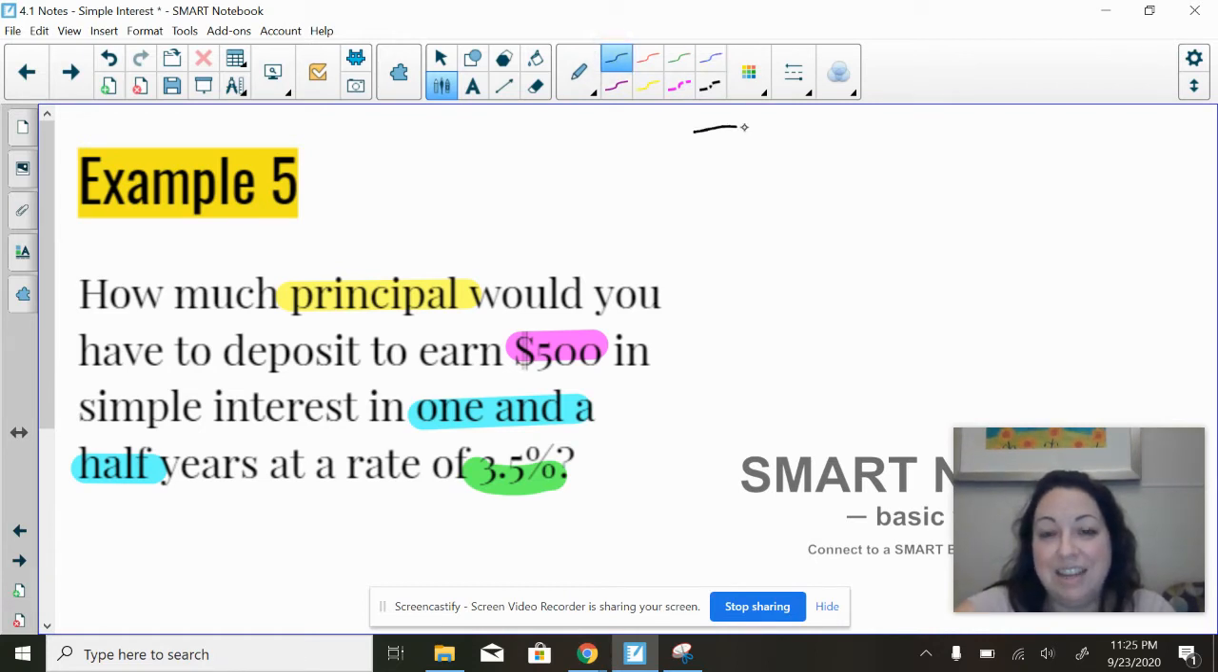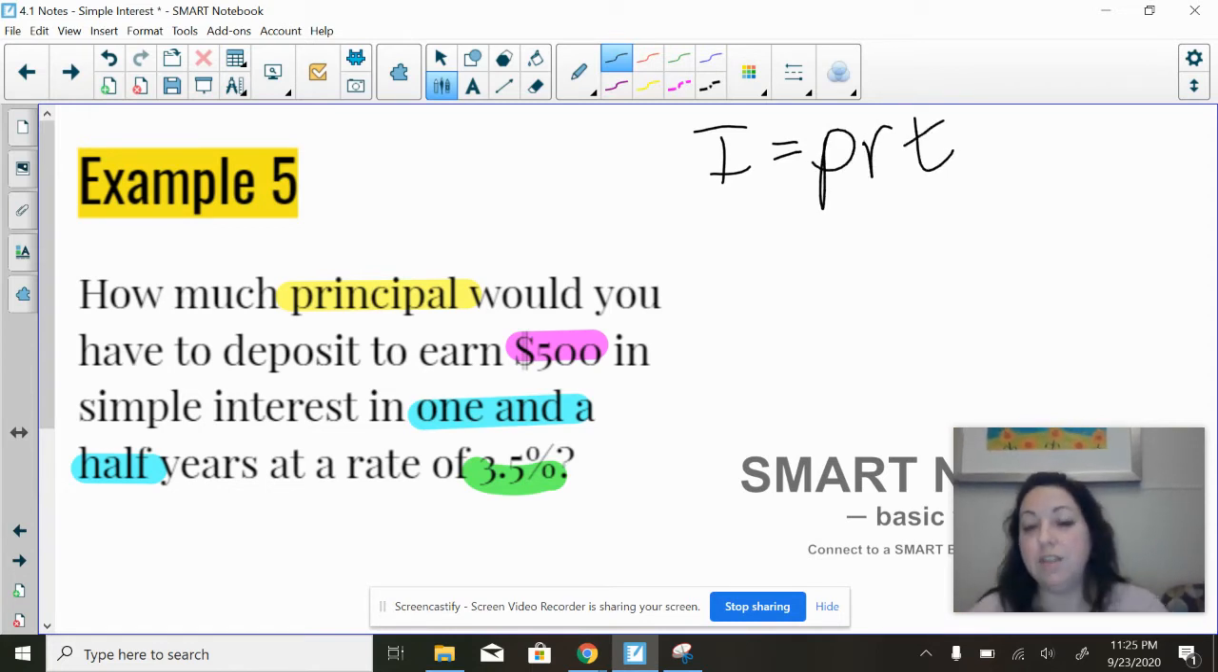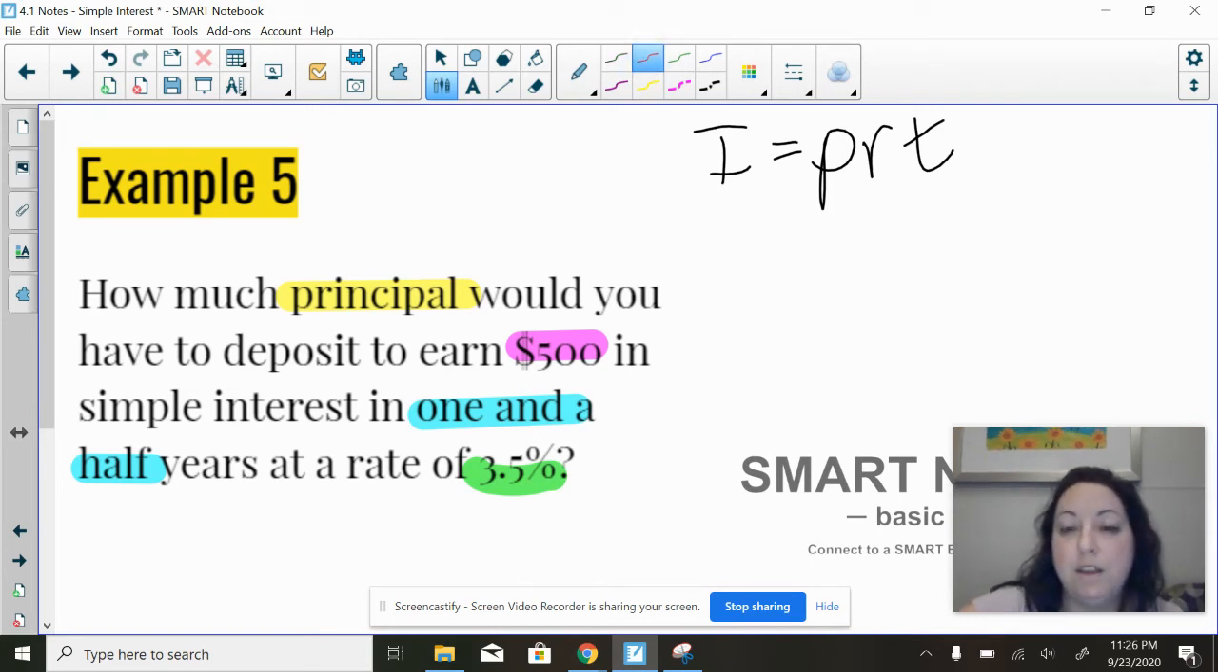Okay. They did not tell us the principal, but we're still plugging into this interest equals principal times rate times time. So you have to read those words to make sure you know that that $500 is not the deposit that you're putting in. It's actually what you're going to earn in interest. So when I plug in on this one, I'm plugging in the 500 on the left-hand side of my equation.